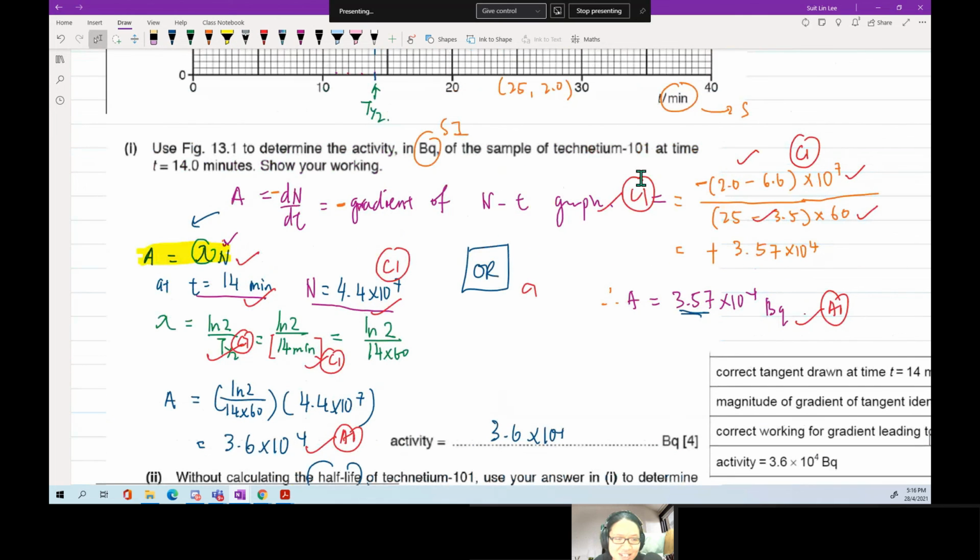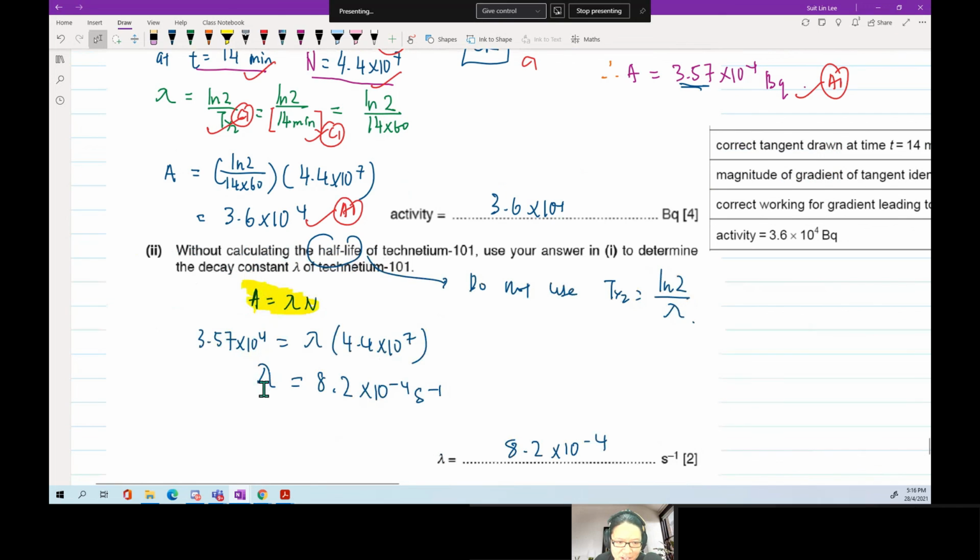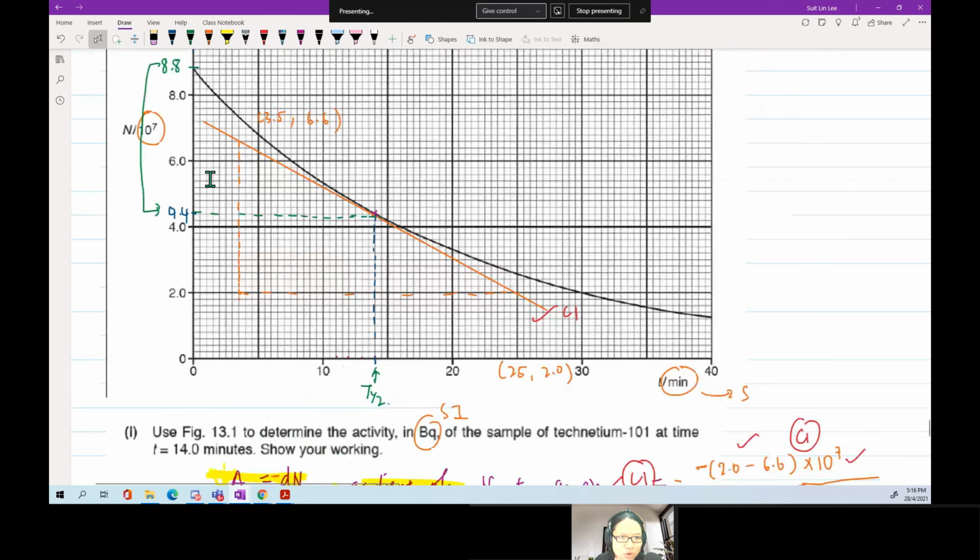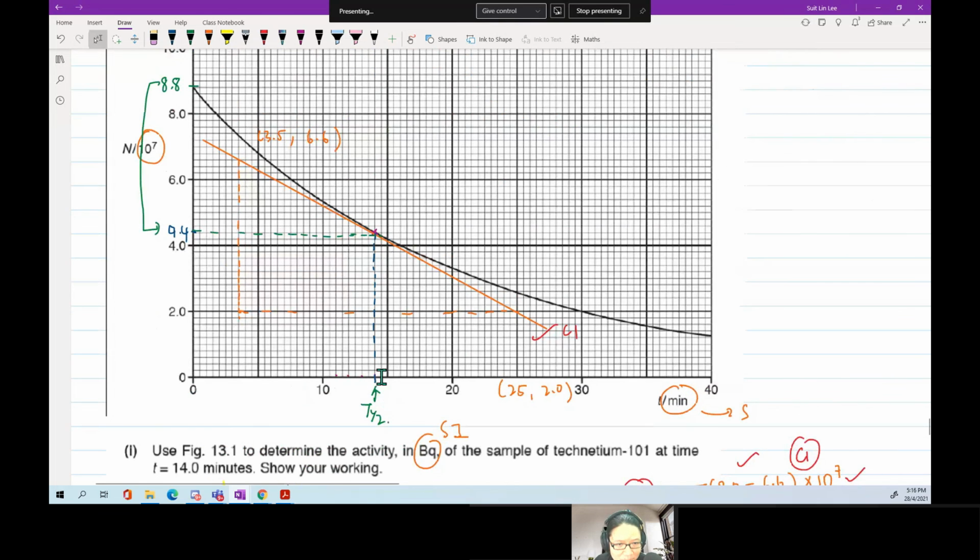But actually, this is the gold standard. This one, do this. Look at the gradient. This is what they want. Then your working flow will make sense. You find the gradient, and then you find the lambda. But we shortcut this one by looking for half-life to find lambda. So there are 2 ways to find lambda.